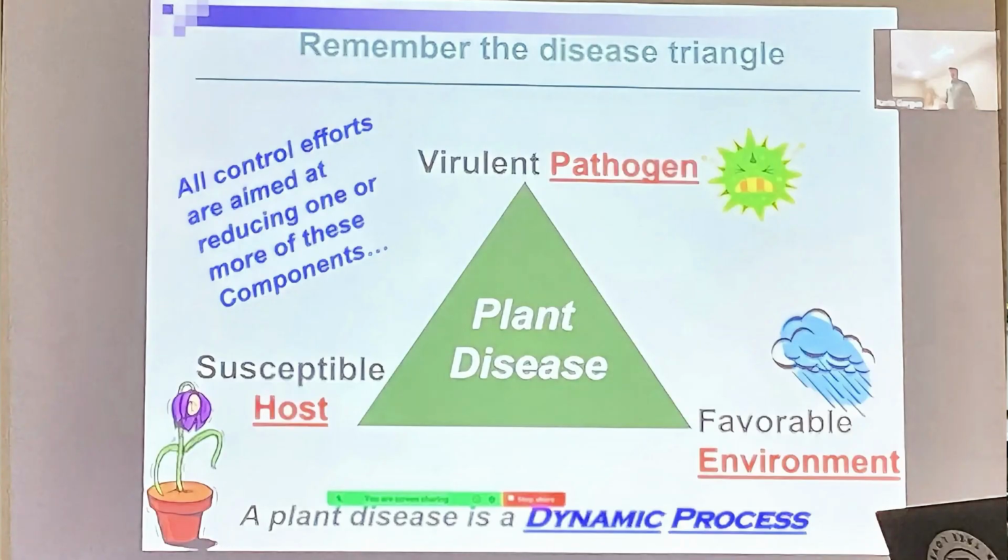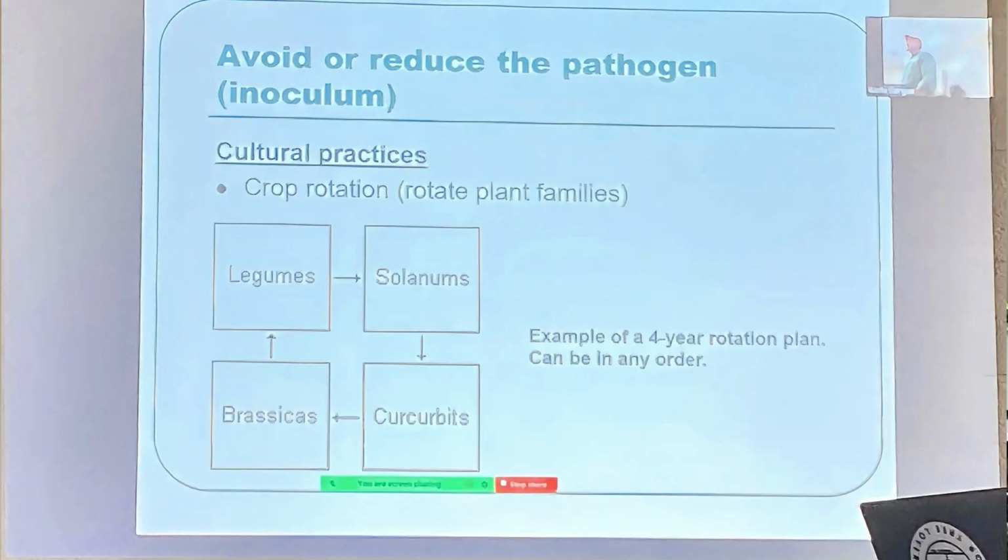And then don't forget, like I said, remember the disease triangle. All control efforts are aimed at reducing one or more of these components: the susceptible host, a virulent pathogen, or a favorable environment. Avoid or reduce the pathogen inoculum. Cultural practices: there's crop rotation. Rotate plant families. You've got your legumes like your beans, solanums like your tomatoes and peppers, cucumbers, and brassicas like your cabbages.